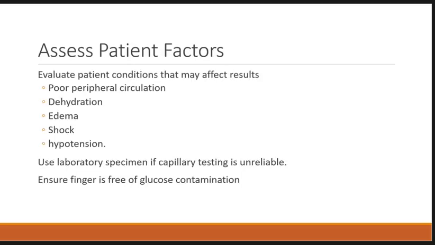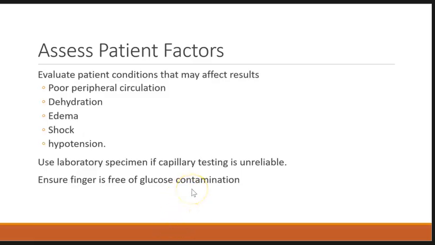The nurse should evaluate the patient for conditions that may affect the accuracy of capillary glucose testing. The following conditions may cause either very high or very low inaccurate results in certain patient populations. Poor peripheral circulation, dehydration, edema, the fingers are very swollen and full of tissue fluids, shock, hypotension. When these conditions are present, an alternative specimen or laboratory testing may be necessary.